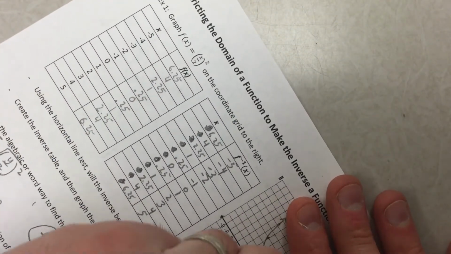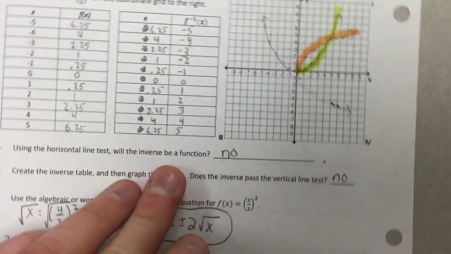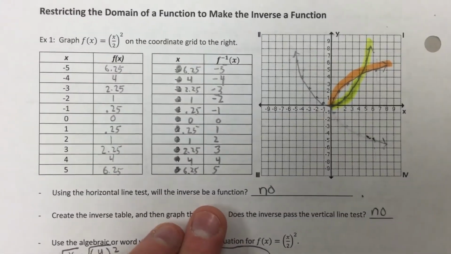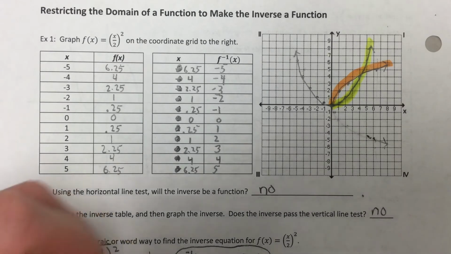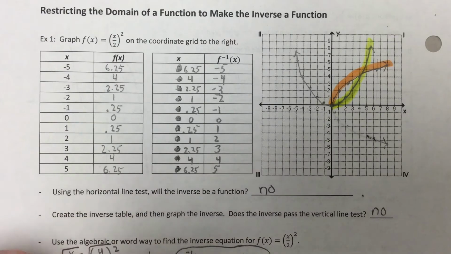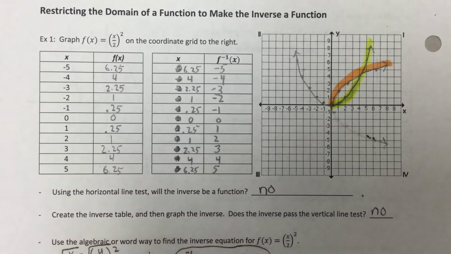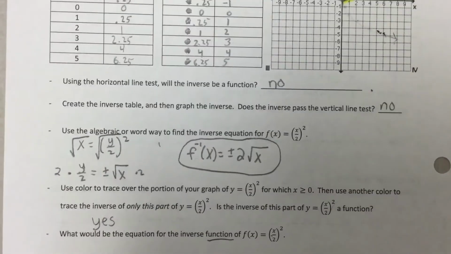And so if I got rid of this part, that's basically what we're saying. If I got rid of that part, it would pass the vertical line test. So then it says, what would be the equation for the inverse of f of x equals x over 2 quantity squared? So we're going to say the inverse function. That's the key word, the inverse function.